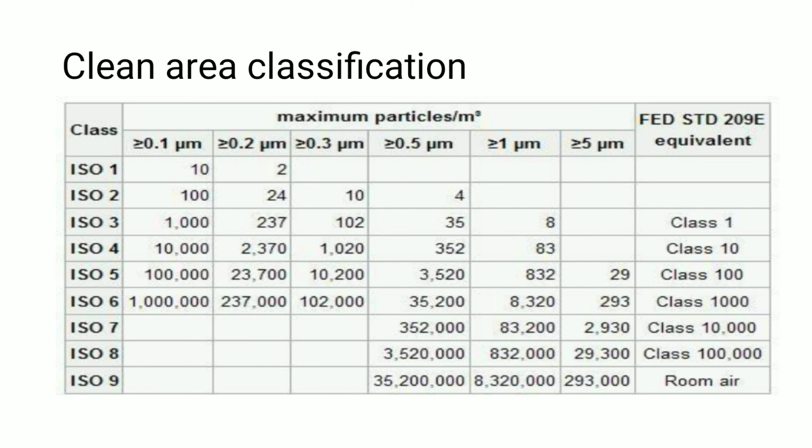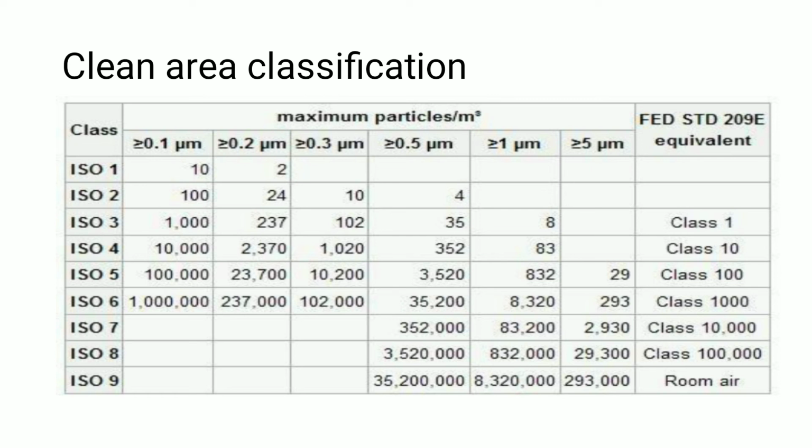Coming to clean area classification. In clean area classification, different organizations like ISO, WHO or USFDA have given certain guidelines. Out of these, we'll go through the ISO guideline. In the ISO guidelines, they have mentioned the classes ISO 1, ISO 2, 3, 4, 5, 6, 7, 8, 9. So ISO 1 to ISO 9 are the classes given by the ISO.